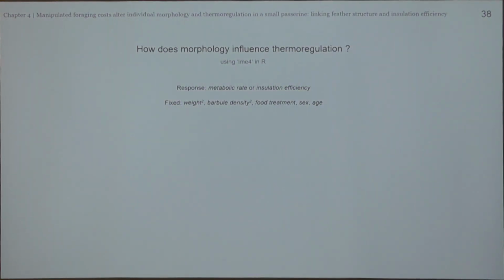So I then wanted to ask how the different morphological features actually influence thermoregulation, because ultimately what I want to see is how feather quality relates to insulation. So as response, I fitted the thermoregulatory traits like metabolic rate and insulation, and as fixed effects, I tested different combinations of the quadratic form of weight and barbule density, as well as food treatment, sex, and age.